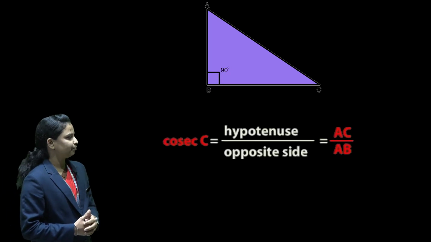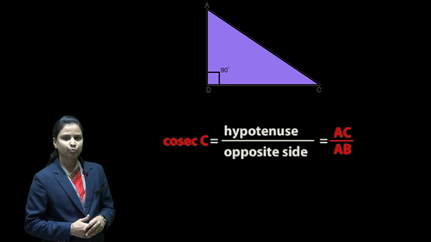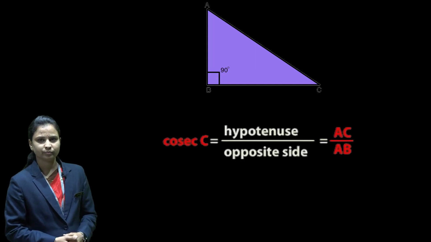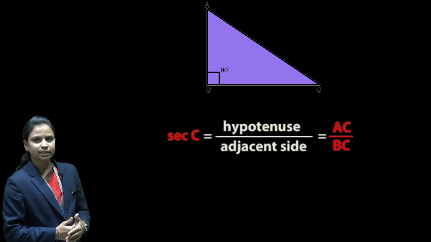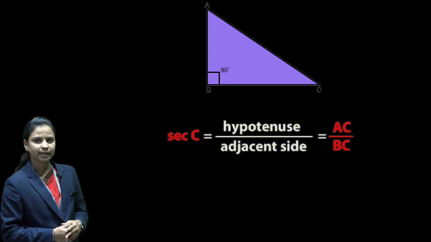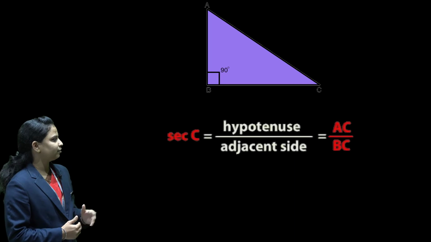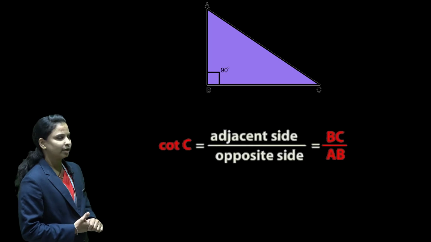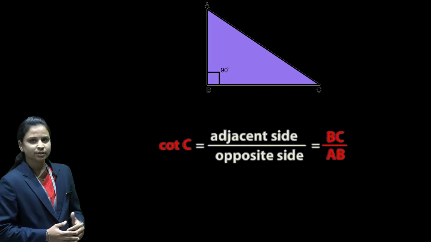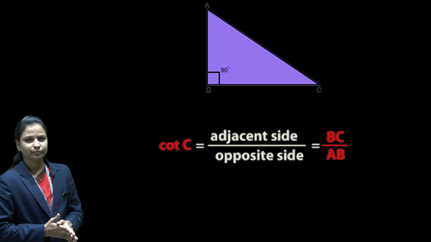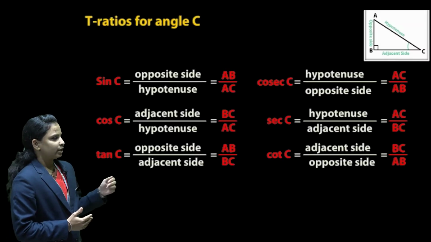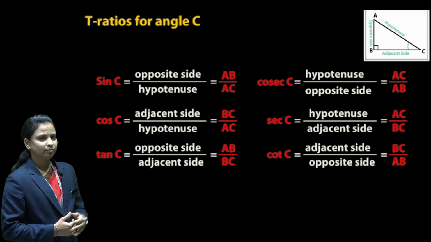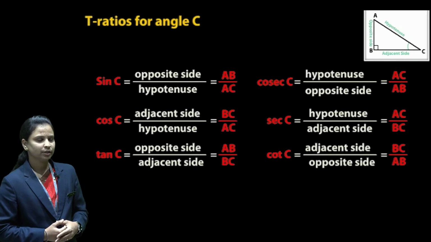For cosec C, hypotenuse divided by opposite side is equal to AC divided by AB. For sec C, it is hypotenuse divided by adjacent side, is equal to AC divided by BC. For cot C, it is adjacent side divided by opposite side, is equal to BC divided by AB. So these are called trigonometric ratios. Here for angle A, we can find the trigonometric ratios like this.